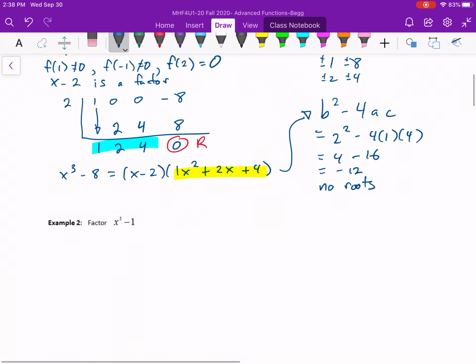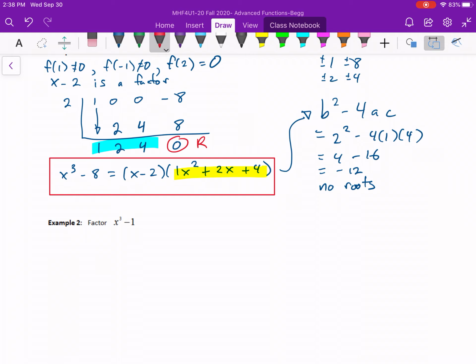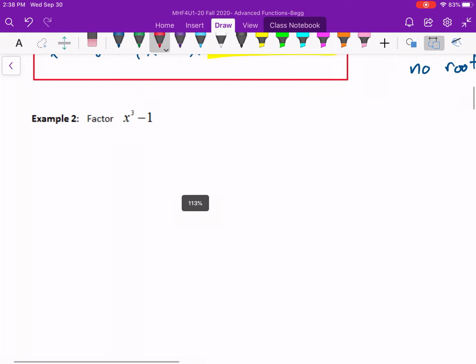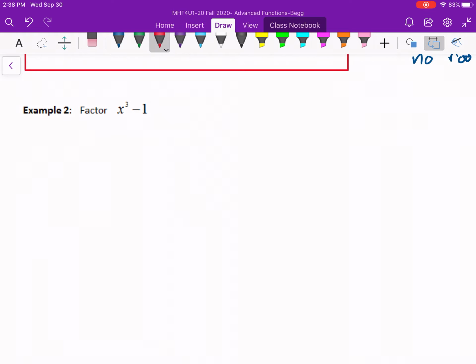So this, it turns out, is our final solution here. Actually, let's put the box around the whole thing. So x cubed minus 8 is equal to x minus 2 times x squared plus 2x plus 4. The quadratic can't be factored anymore. All right, let's try the same approach for x cubed minus 1.